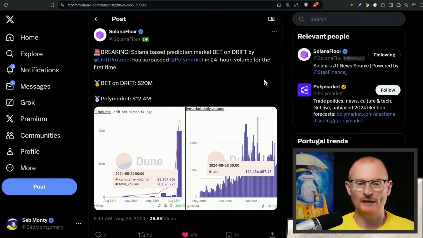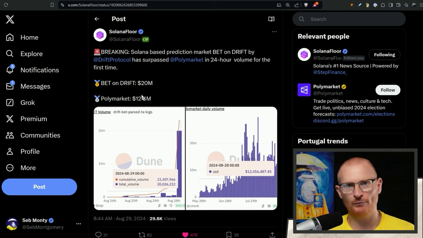Drift Protocol has surpassed Polymarket in 24-hour volume for the first time. I would like to be able to shout out more to Hedgehog Markets, but it's just not getting the liquidity, unfortunately. So hopefully they keep on building and can pull it across. So check out Bet on Drift if you want to go and gamble, if you want to bet on the election or whatever. Somewhat better than Polymarket, and Polymarket has been around for some time.